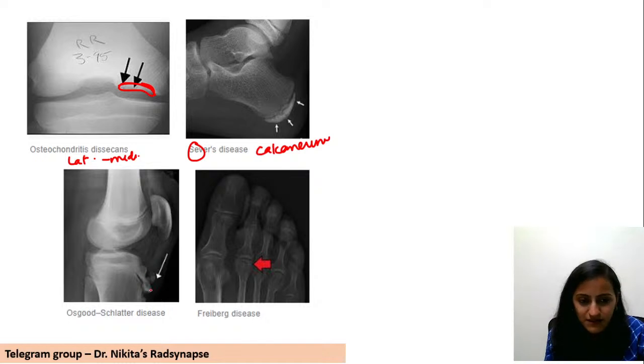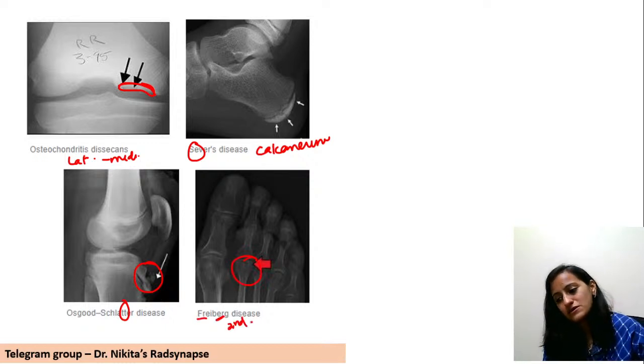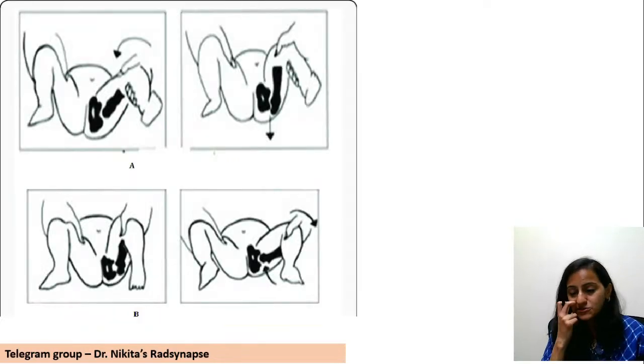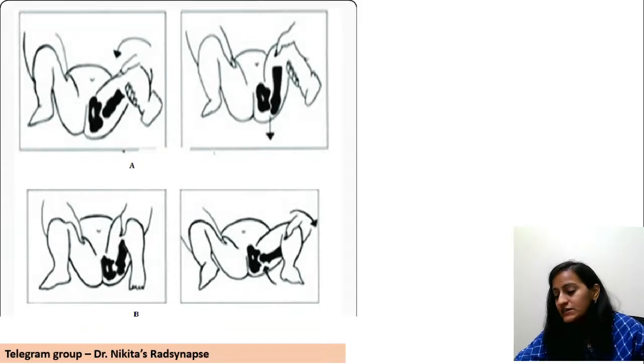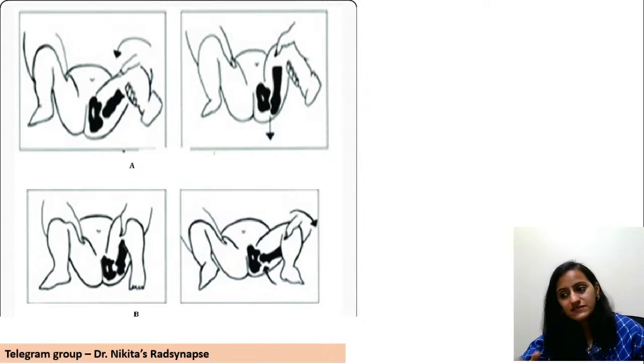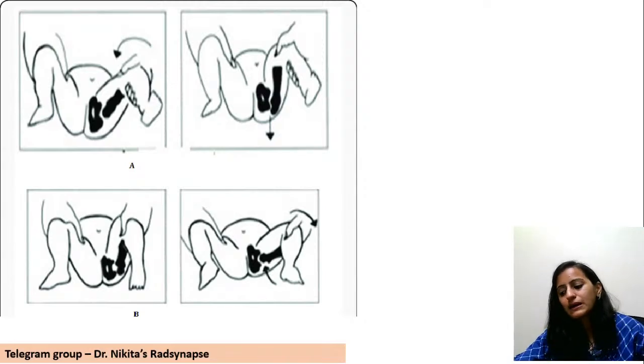This is your tibial tuberosity irregularity, Osgood-Schlatter. Second metatarsal head, if it is shown, February 2nd, that is your Freiberg's disease. Okay. So done with this, going to the next one. So the next topic that we are seeing now is your test. So for everyone here, I have shared the PDF of this session already on the Telegram group, Dr. Nikita's Radsynapse. You can get the PDF, and if you want, you can make the notes also as we are discussing. Okay.